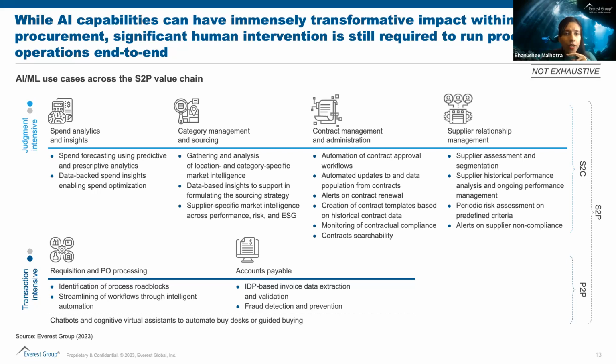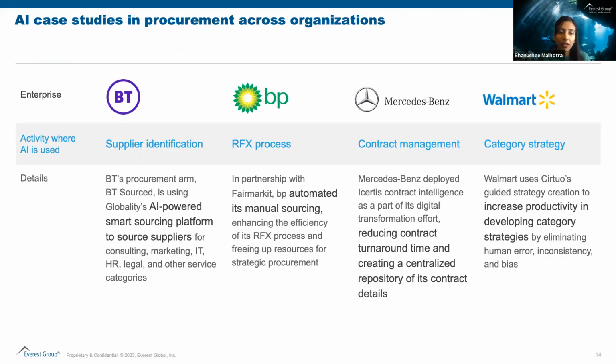Great. Of course, if we think about it in terms of the P2P process as well, there's a certain amount of guided buying assistance that GenAI or AI capabilities are able to add, right? So that is also another very big use case when we move from the strategic part to the P2P part of the value chain. So when it comes to S2P, these were the top use cases.